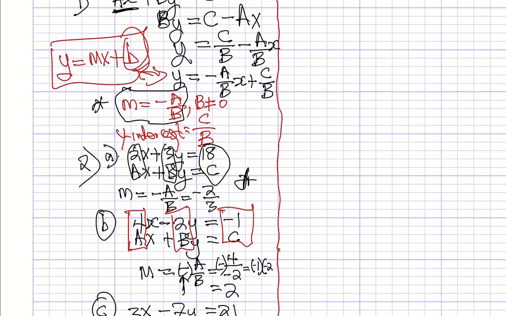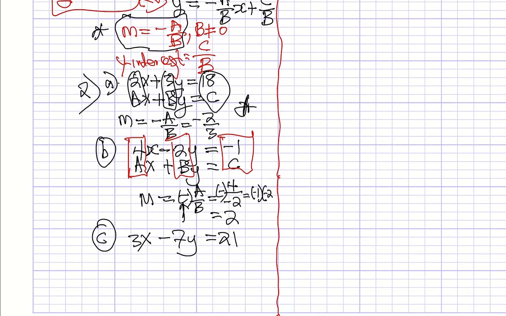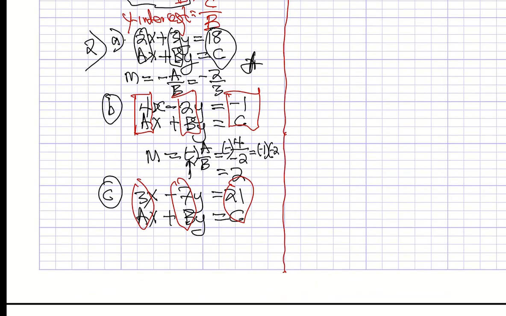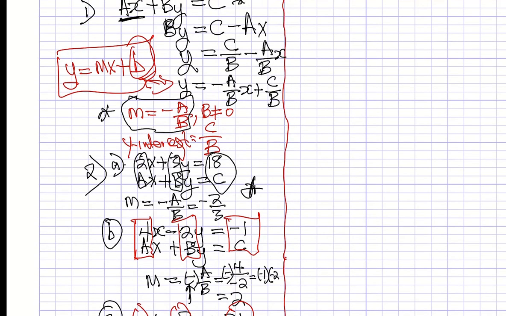So you compare with our standard form, Ax plus By is equals to C. If you compare, you see that A is 3, B is minus 7, C is 21. We don't even need C to get the slope. But anyway, the slope is equals to, you remember, minus A over B. Don't forget right here.